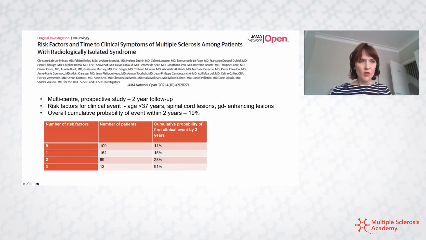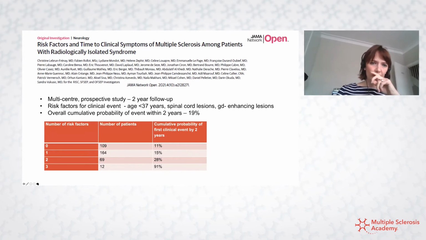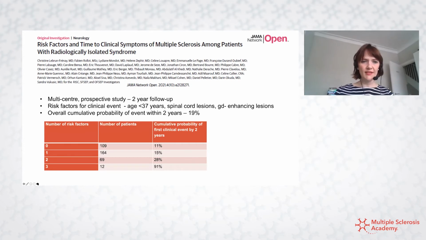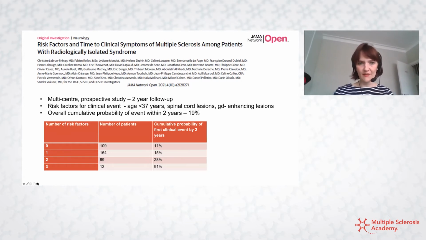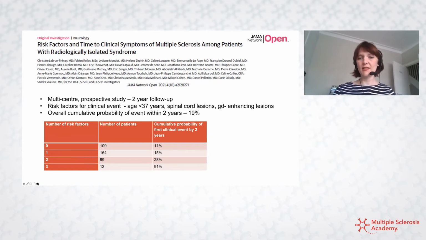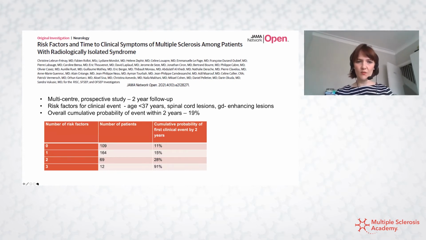Next. The most recent one that we have just published actually was looking at this prospectively. This was a multi-center prospective study with a 2-year follow-up. They found, again, similar risk factors for clinical event: age less than 37, so young age, spinal cord lesions, and this time also gadolinium enhancing lesions. They didn't find oligoclonal bands, but they felt that this was probably a marker of the way that the study was designed. So overall, in keeping with how we've seen the proportion go up from 5 to 10 years, at 2 years it's 19%.